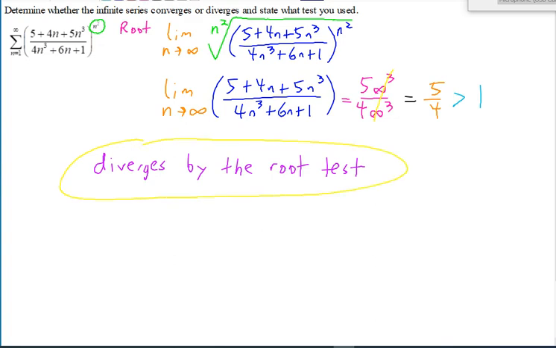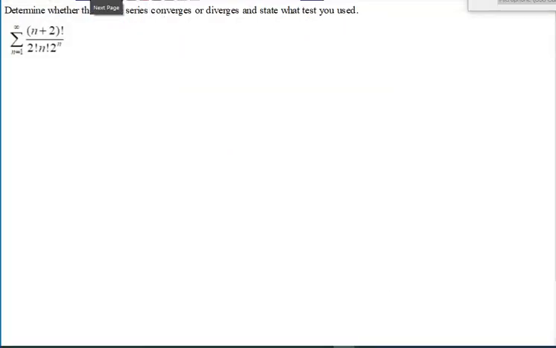Okay, let's look at one more that's a little more complicated here. So on this one, got a bunch of things going on. Even though this is to the nth power, the whole thing is not. So let's try, it's got some factorials, let's try the ratio test here. So we'll have the limit as n approaches infinity, absolute value. Again, remember this is a sub n term, the formula for a sub n to find any term here.